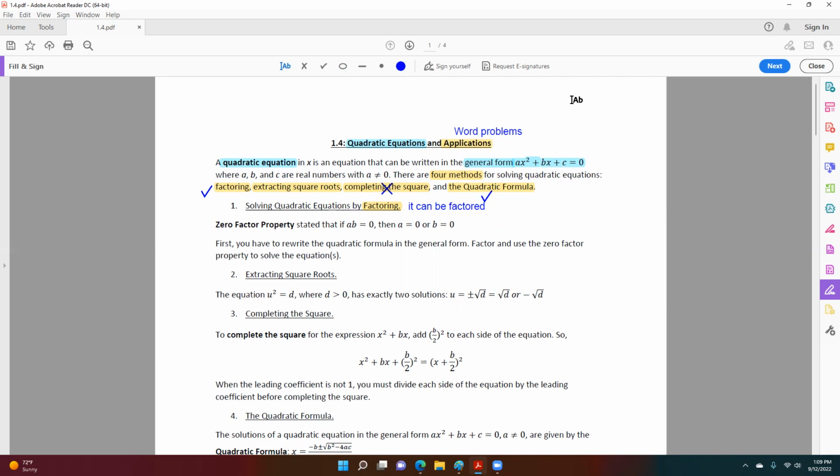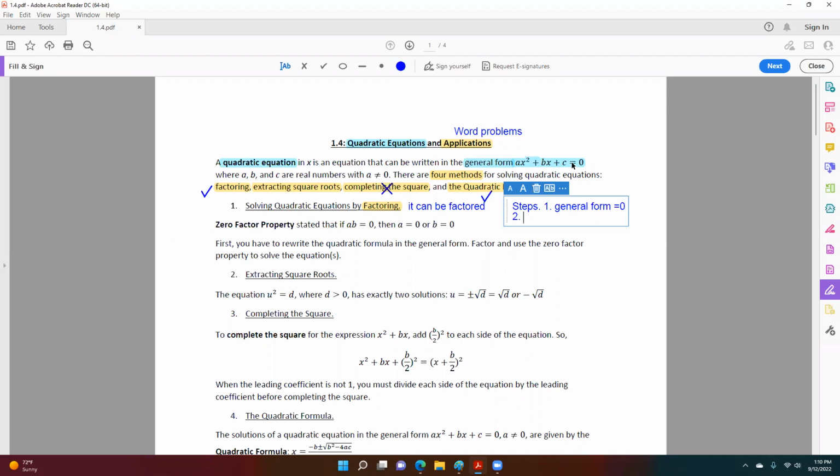So how do you solve a quadratic equation by factoring? Let me write this down more clearly. These are the steps if you do it by factoring. Step 1, make sure you have it in general form. What do you mean by general form? General form means that it has to be equal to 0. Your quadratic equation has to be equal to 0. That is the first step.